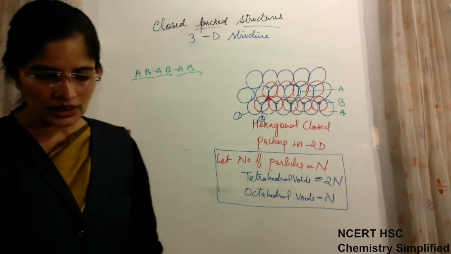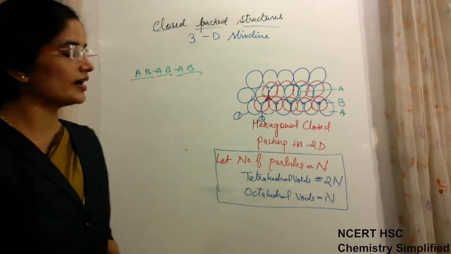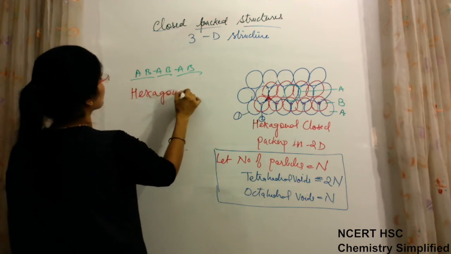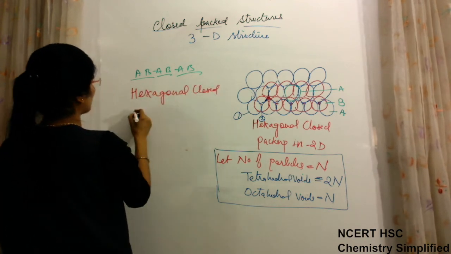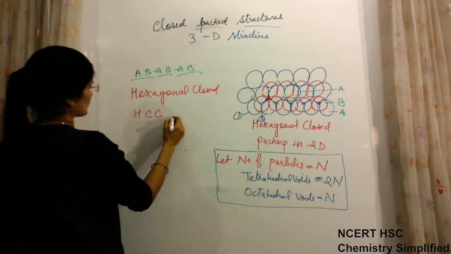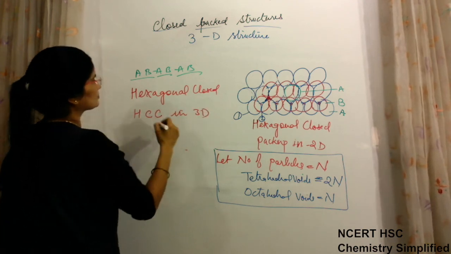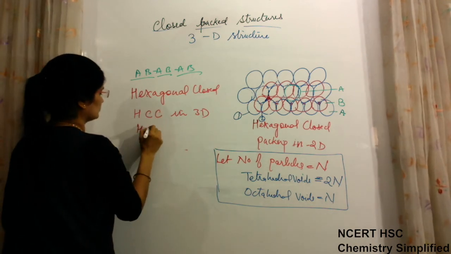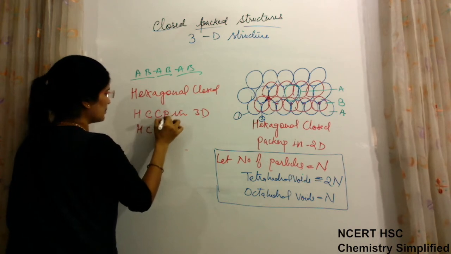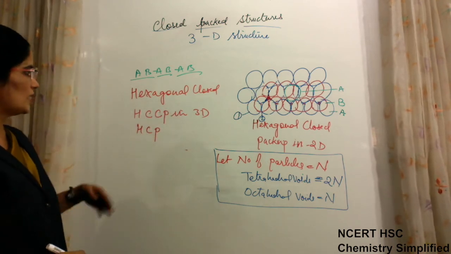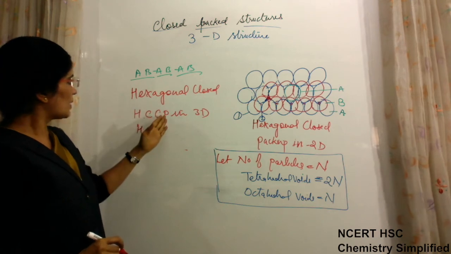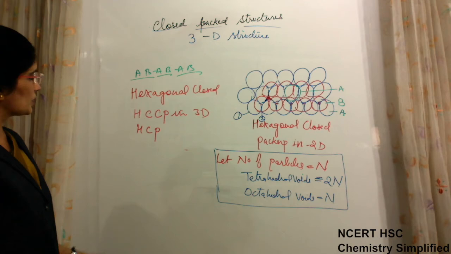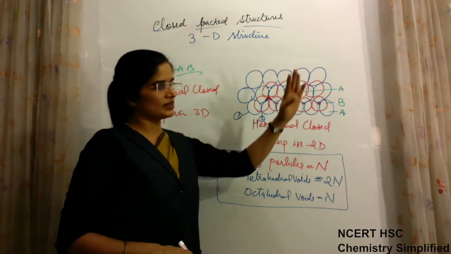This is known as AB type of arrangement, and also known as hexagonal closed packing, HCP, in 3D. Hexagonal closed packed structures, or HCP in short, it is called. So this will be the AB type arrangement.